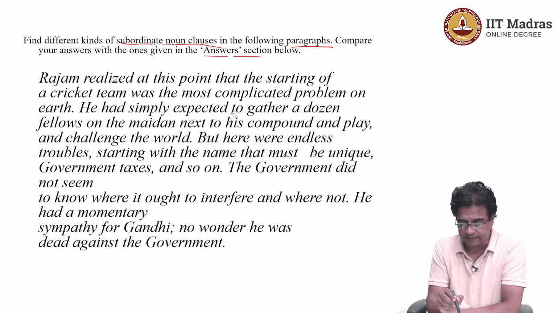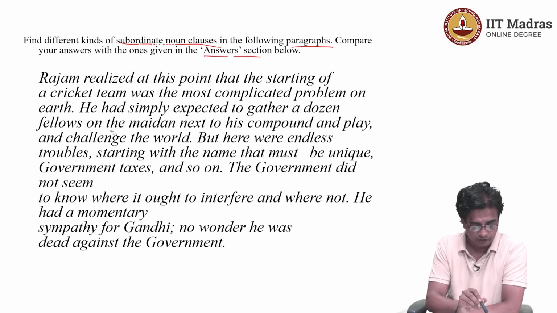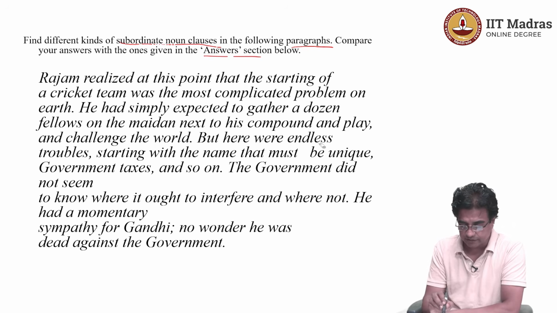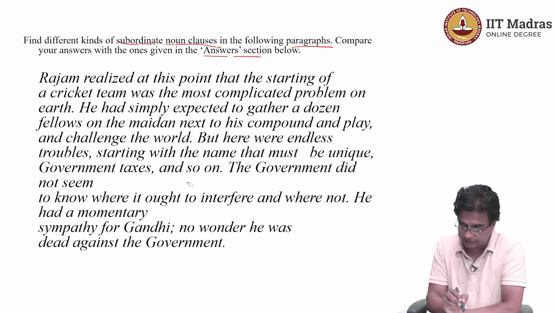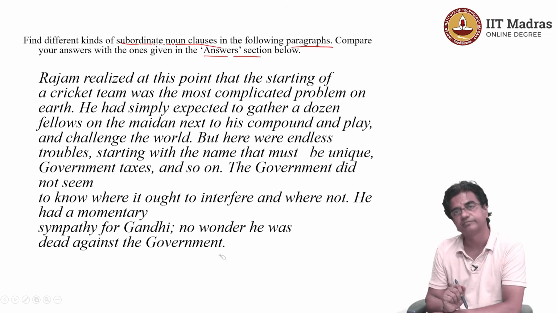He had simply expected to gather a dozen fellows on the maidan next to his compound and play and challenge the world. But there were endless troubles, starting with a name that must be unique, government, taxes and so on. Government did not seem to know where it ought to interfere and where not. He had a momentary sympathy for Gandhi. No wonder he was dead against the government.